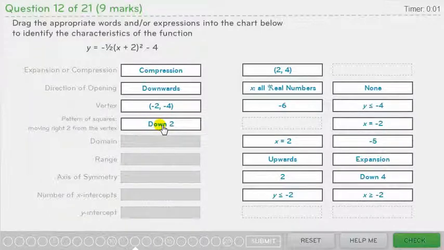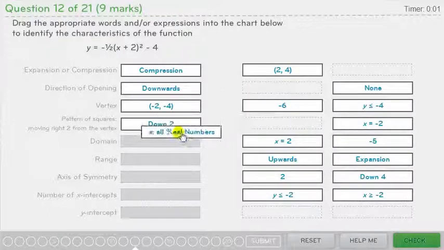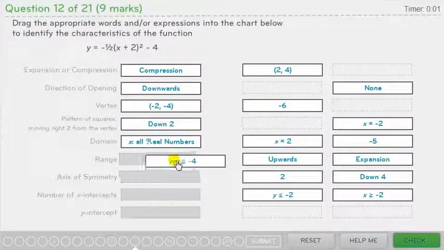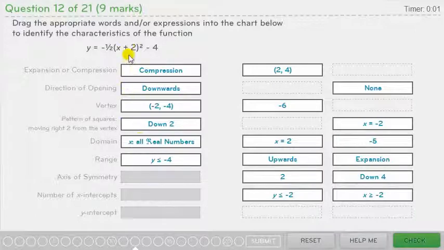Next is our domain, and any parabola opening up or down has a domain of all real values. Now our range is that y must be less than or equal to that biggest point. So because this parabola opens downwards, our highest point is at -4, so y must be less than or equal to -4. The axis of symmetry always occurs at the x value of the vertex, so at x = -2.